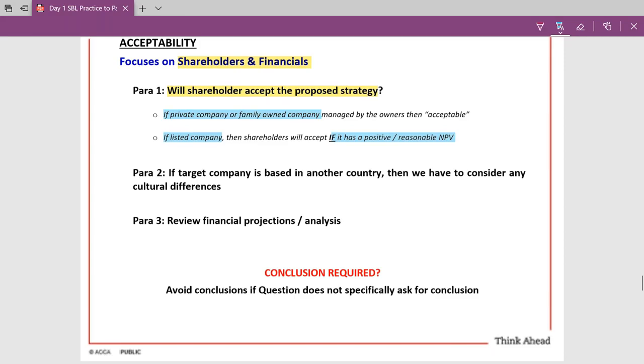Sir, can we use SAF for different products? Can we use SAF for different products? I would not use SAF for different products. I would use BCG matrix for that.